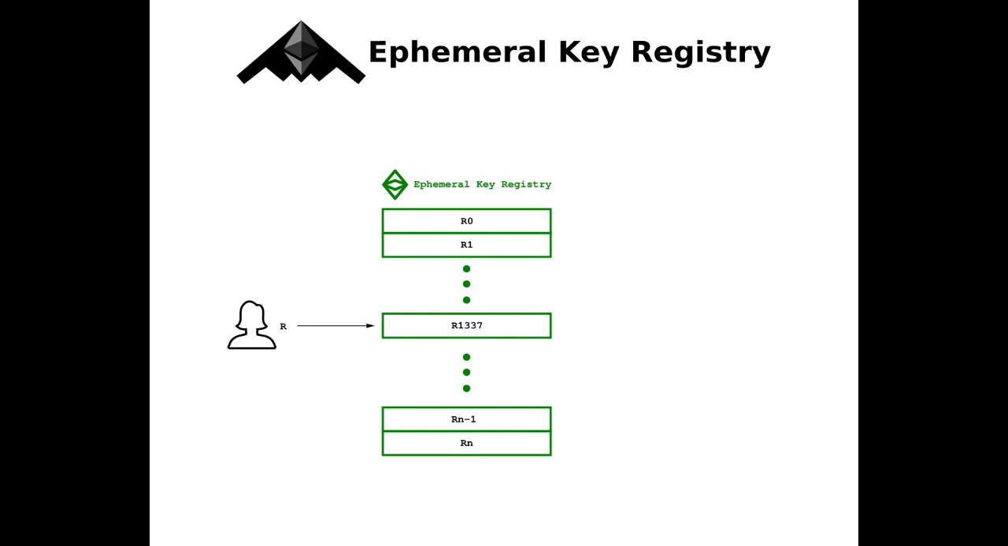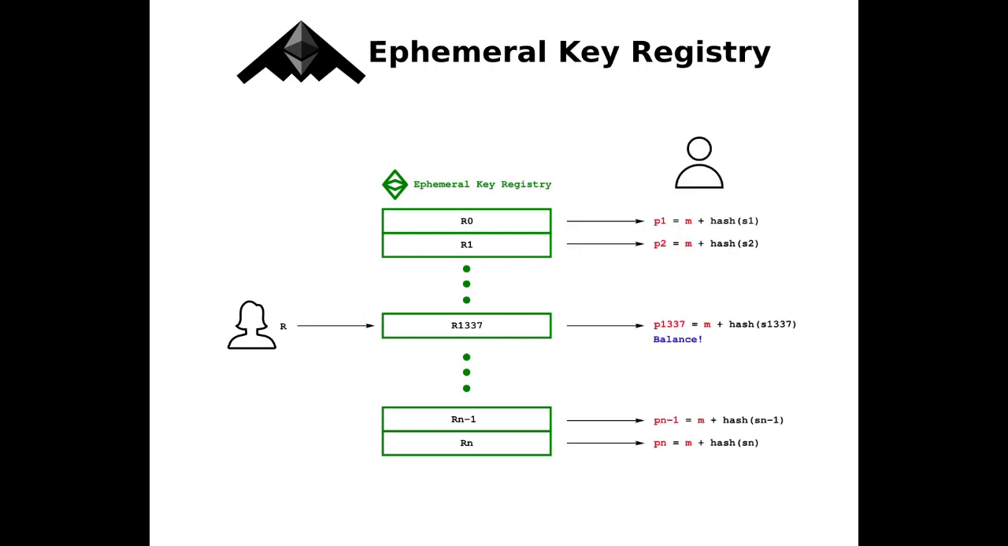Now whenever Bob wants to find out if he got paid, or if he wants to move funds, he scans the ephemeral key registry for every key. And then he does the elliptic curve math to find the private key or keys that happen to use his stealth meta address. In our example, Bob notices the private key that turns into an address with funds happens to be that R value.